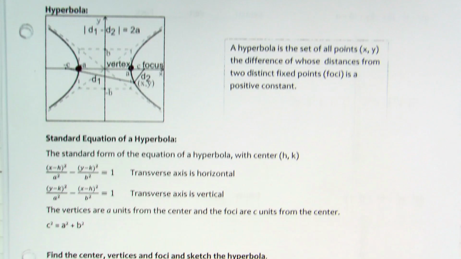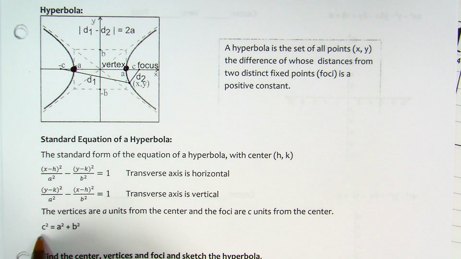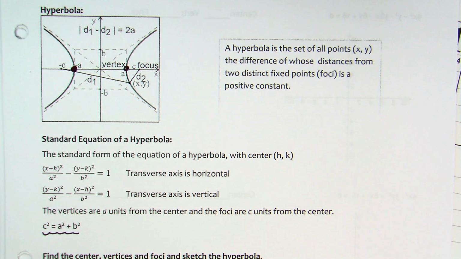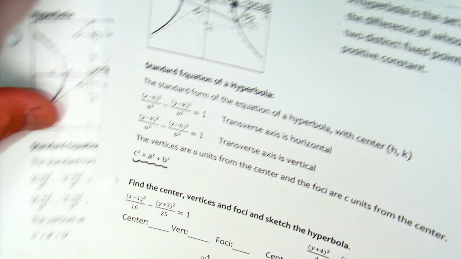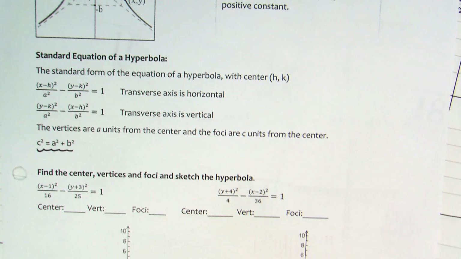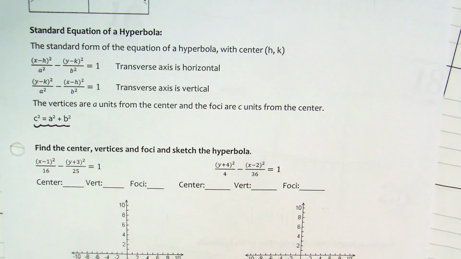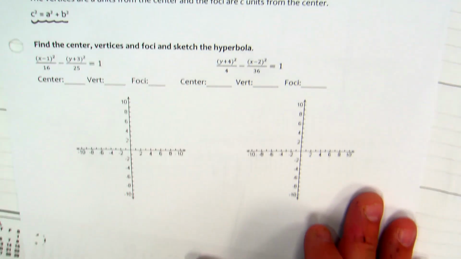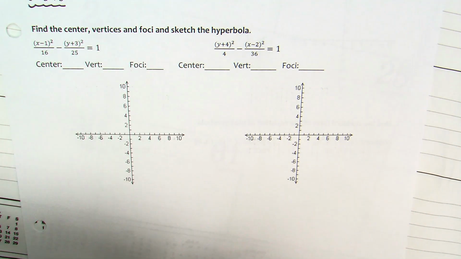Foci, we go back to having two foci, the formula of which is c squared equals a squared plus b squared. So instead of subtracting, we're going to add. Today we're going to do the first two problems, and then tomorrow we'll work on finding the equation, and you'll be able to work independently. So, find the center, vertices, and foci, and sketch the hyperbola.